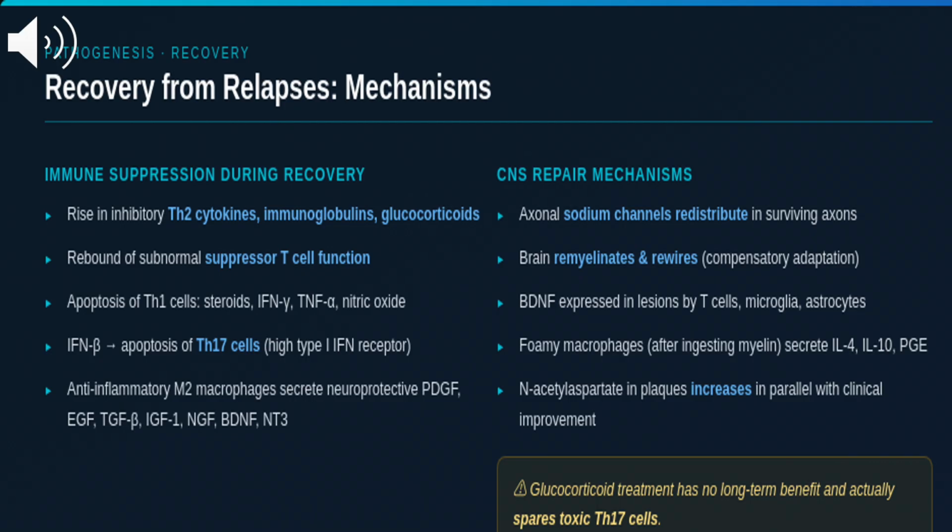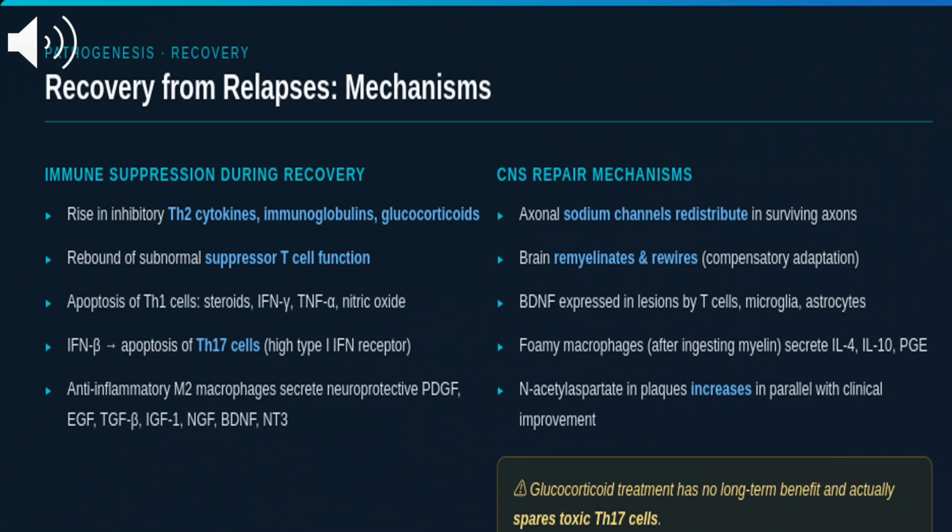Crucially, subnormal suppressor T-cell function rebounds toward normal as the attack resolves, suggesting that the suppressor defect is at least partially reversible. Inflammation is extinguished by apoptosis of activated immune cells. The T-cell apoptosis is mediated by steroids, both endogenous and therapeutic, as well as by IFN-gamma itself, TNF-alpha, and nitric oxide. IFN-beta specifically causes apoptosis of Th17 cells, which express high levels of the type I interferon receptor.